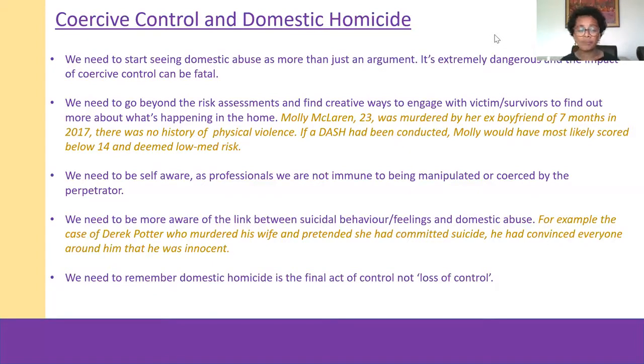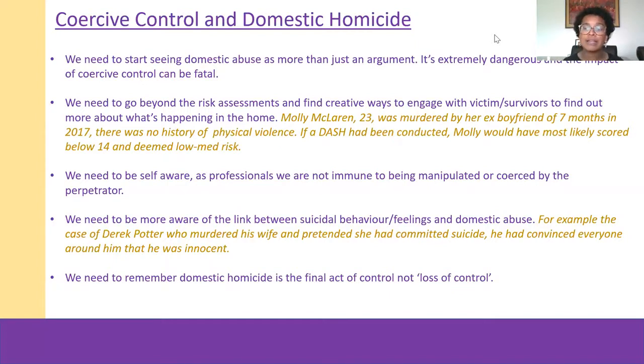And an example there that I've put is, again, a publicly available case that we might be familiar with, Molly McLaren. She was 23, and in 2017 she was murdered by her ex-boyfriend of 7 months, and there was no history of physical violence in that case, and she was sadly killed in the middle of the day in broad daylight by her ex-boyfriend. And I think if Molly had accessed the service, or possibly, I mean, she did go to the police, but I don't think if a DASH was conducted, she would have necessarily scored above a 14 and been deemed as a MARAC or a high risk case.